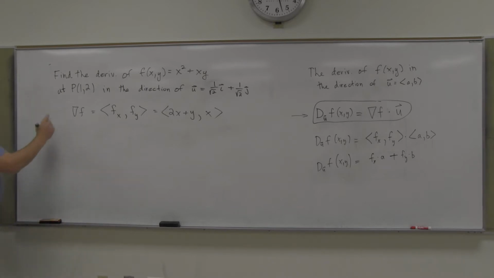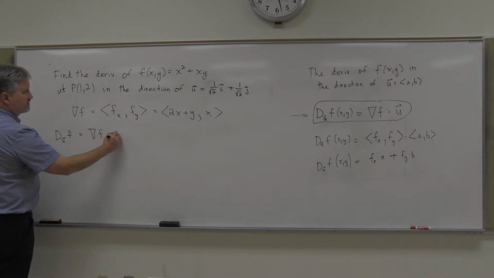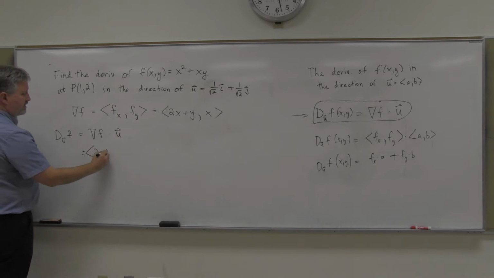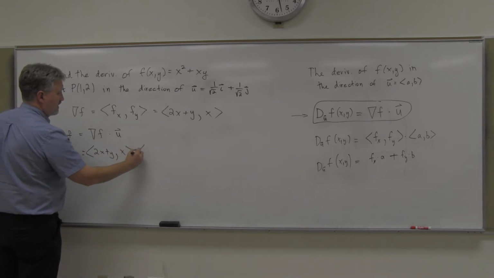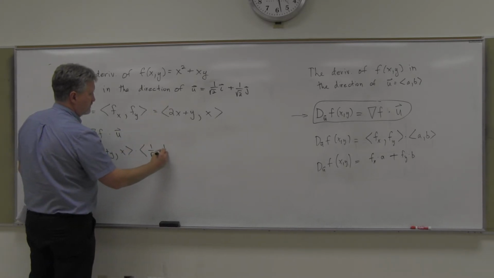So this directional derivative in the direction of u, we just do the gradient dotted with u. So in this case, we'd have (2x plus y, x) dotted with (1 over square root of 2, 1 over square root of 2).